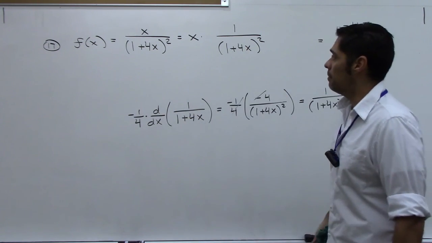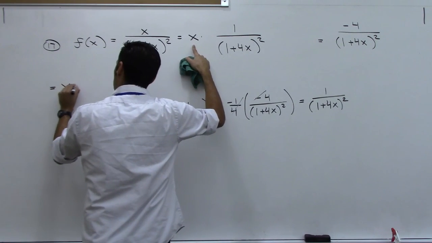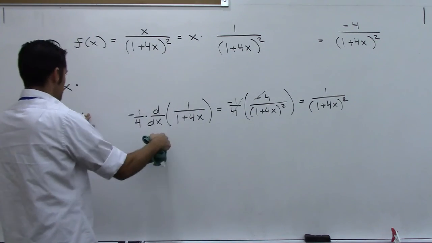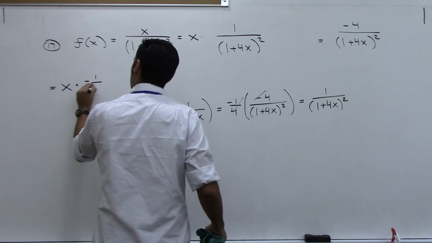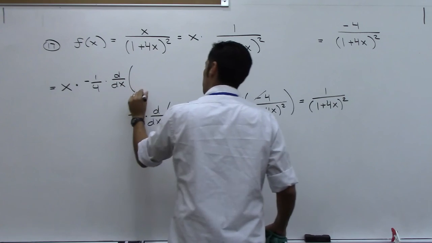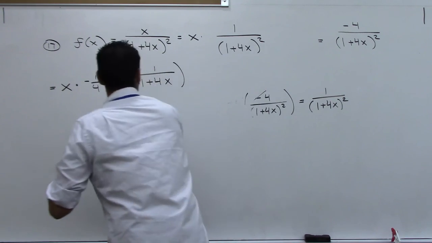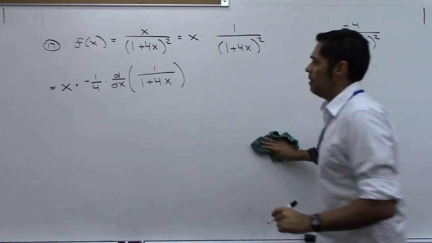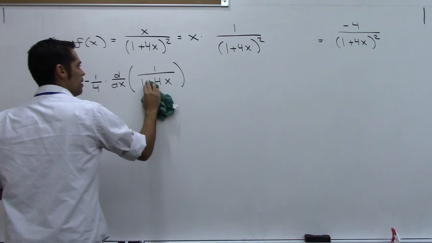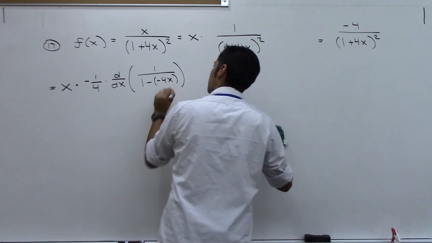So now let me come back up here. So f of x is equal to the x we had in front times this, right, which is this. So negative 1/4 times the derivative with respect to x of 1 over 1 plus 4x. That's my original function. And now I'm going to rewrite this with the power series. Let's go ahead and just do it right here. Remember that the plus is the same as minus negative 4x, like that.